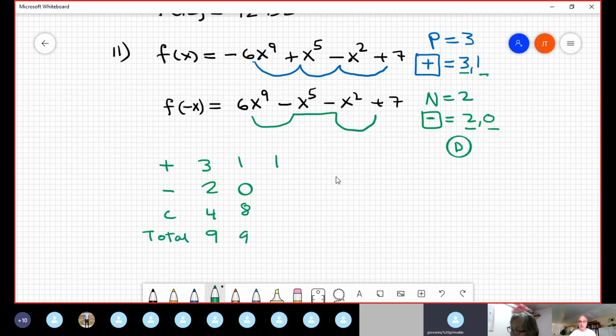Listen to me. When you replace x for negative x, the only terms que change are the terms que contain an odd exponent. Okay, for example, this is 9, it's odd, change, negative, positive. This is also odd, positive, negative. But the even ones stay the same. Okay, negative, negative, and this stays the same. Do you understand this part? Yes or no? Sir?